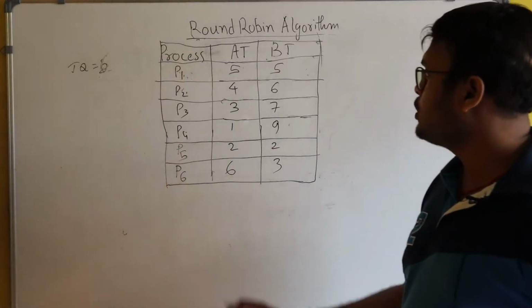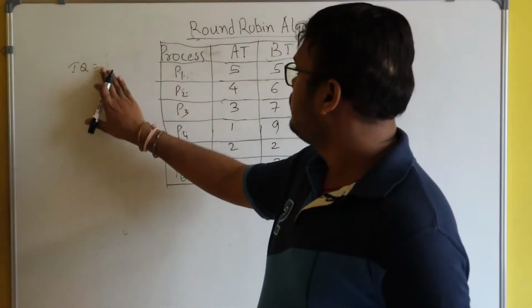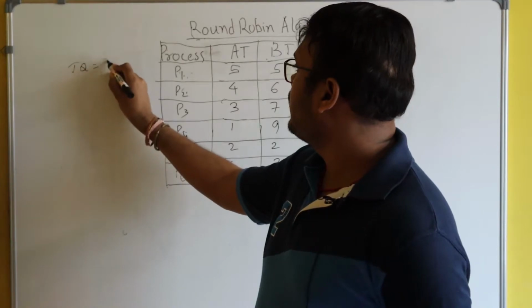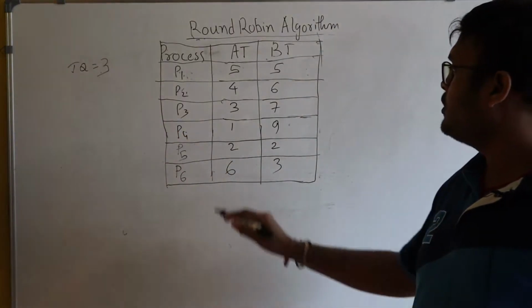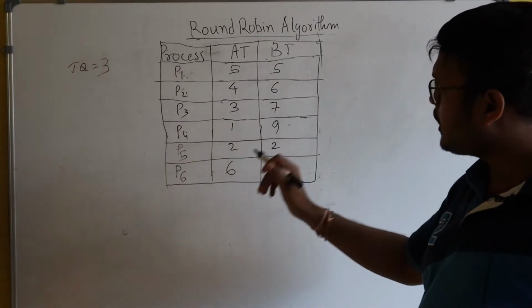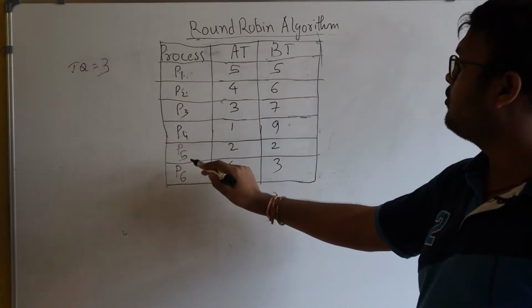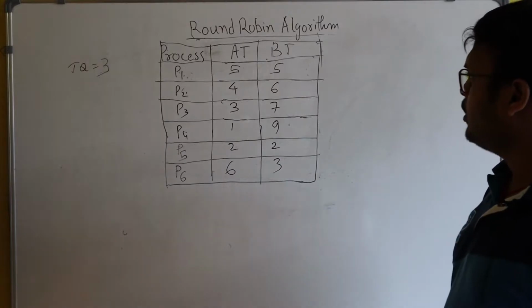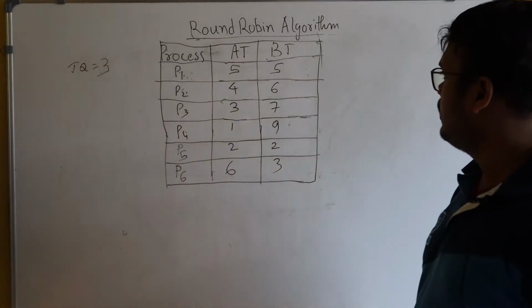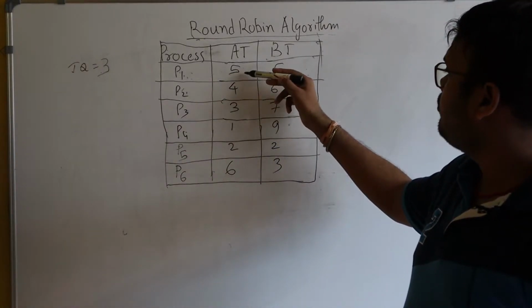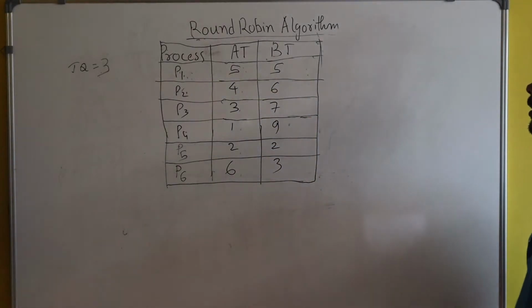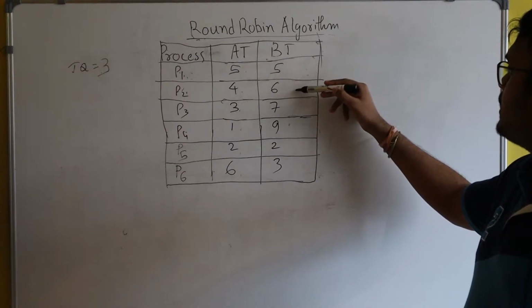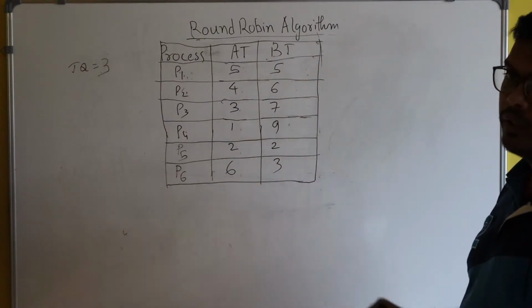So let's solve this numerical. Here I have taken time quantum as 3 seconds. And you see there are lots of processes: P1, P2, P3, P4, P5, P6. But don't worry, it will not take much longer. The arrival times are 5, 4, 3, 1, 2, 6. Burst times are 5, 6, 7, 9, 2, 3.